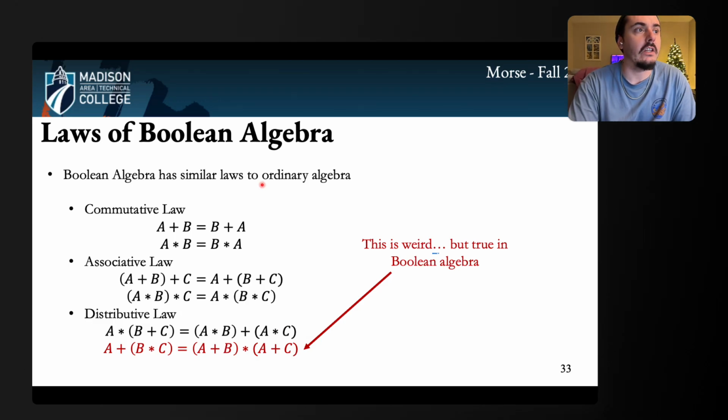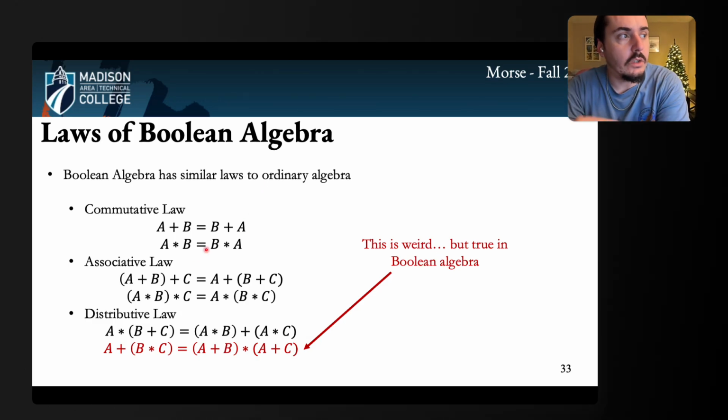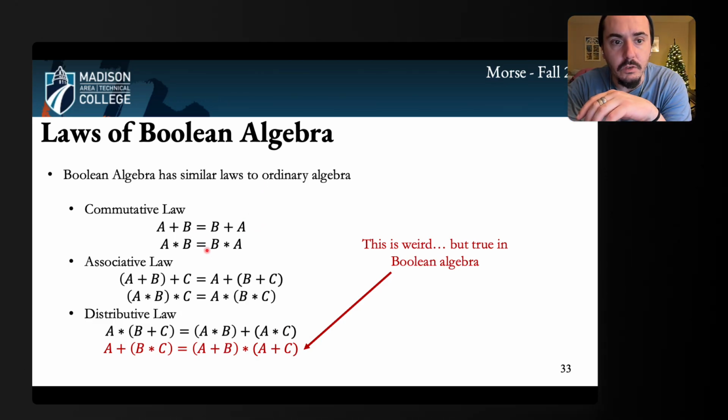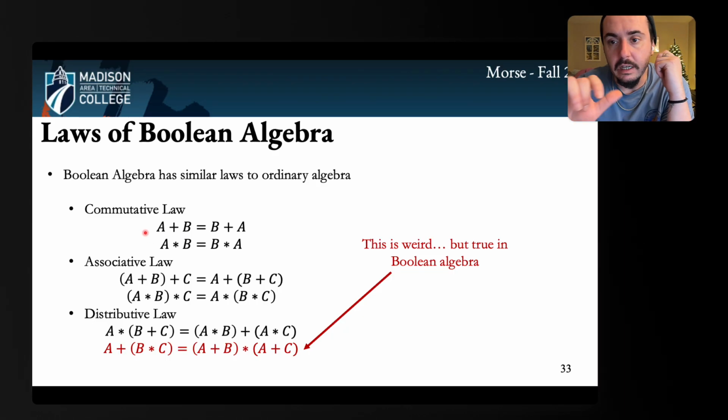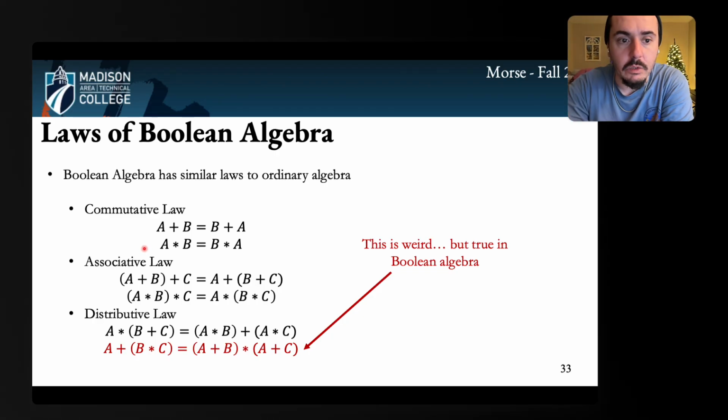But first, we're going to actually look at the laws of Boolean logic. So Boolean logic follows a few of the ordinary laws of algebra. So there's the commutative law, where A plus B is equal to B plus A. I can switch the order. A times B is equal to B times A. Same thing, I can switch the order.